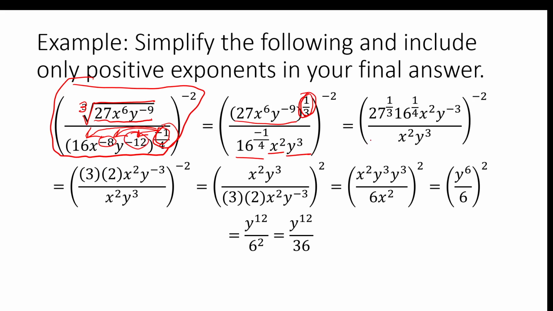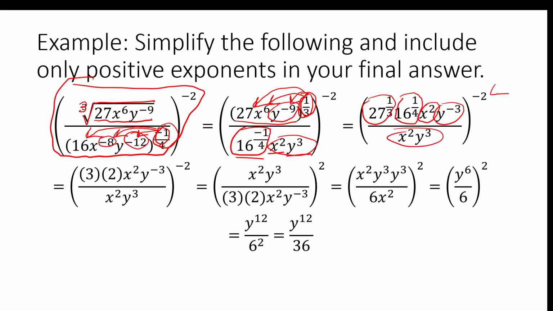Now, what we can do is say this 1/3 multiplies into the 27. We get 27 to the 1/3. That 1/3 multiplies the 6, and we get x to the exponent 2. This y to the negative 9, that 1/3 multiplies the negative 9, and we get y to the negative 3. Now this 16 to the negative 1/4, we make it 16 to the positive 1/4 and put it upstairs. And then we still have x squared y cubed down below.